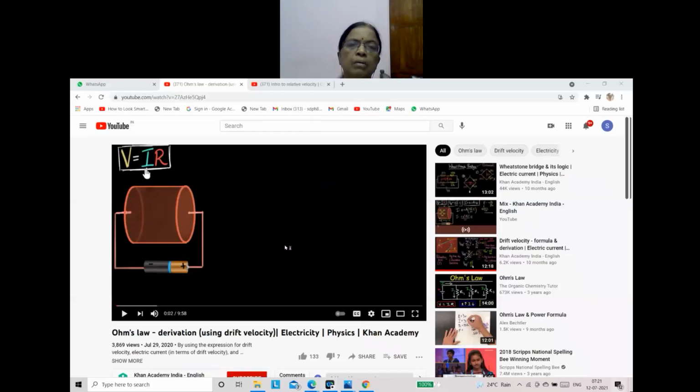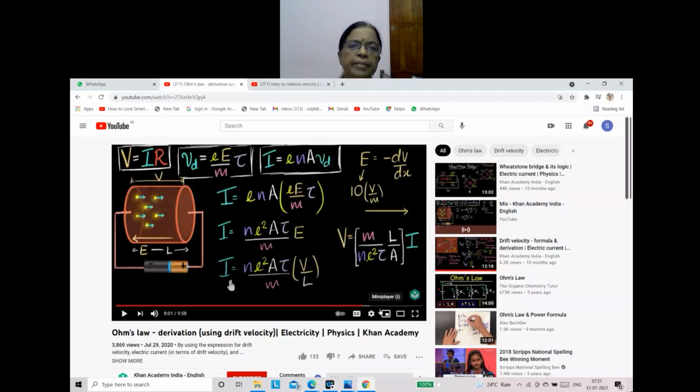We are deducing Ohm's law from I equal to nAeVd. Ohm's law is V is equal to IR. We are deducing this relation from I equal to nAeVd, the relation we already know. This equation we have studied, and from that we are deducing V equal to I into R.